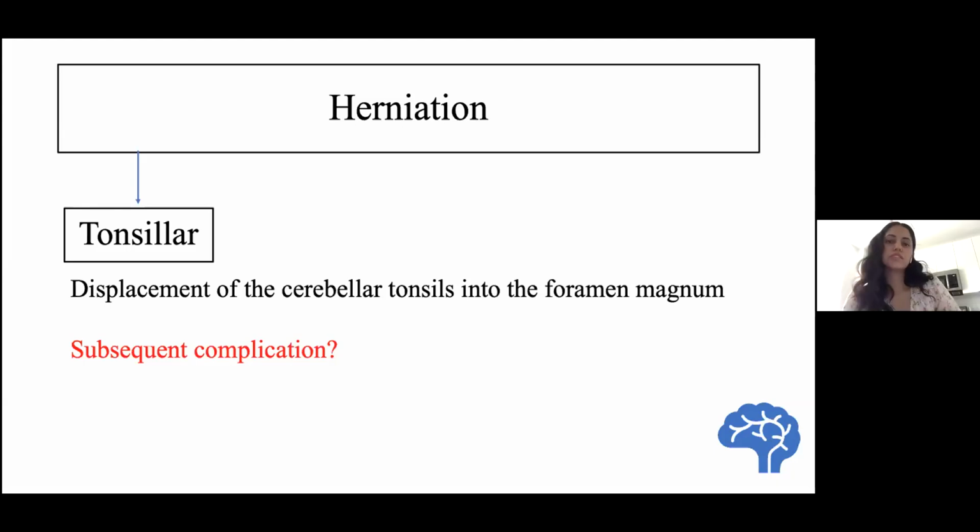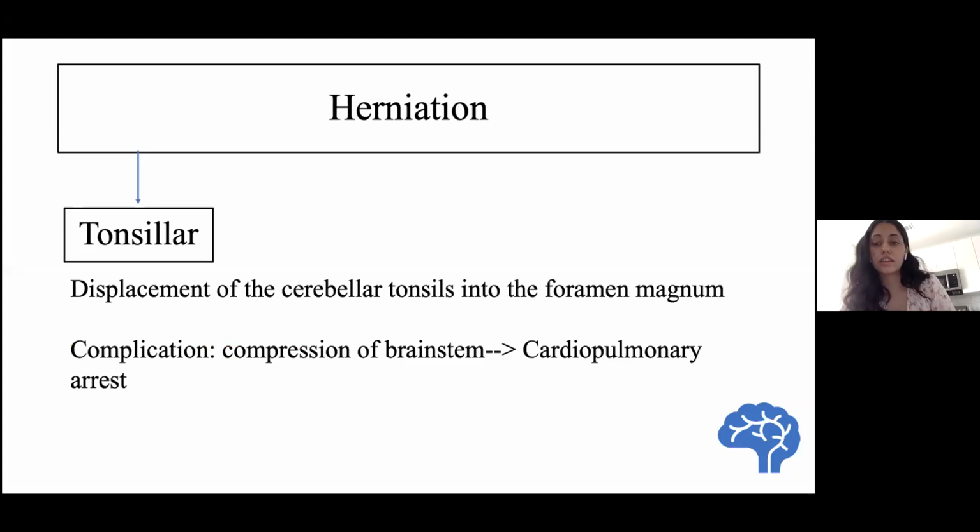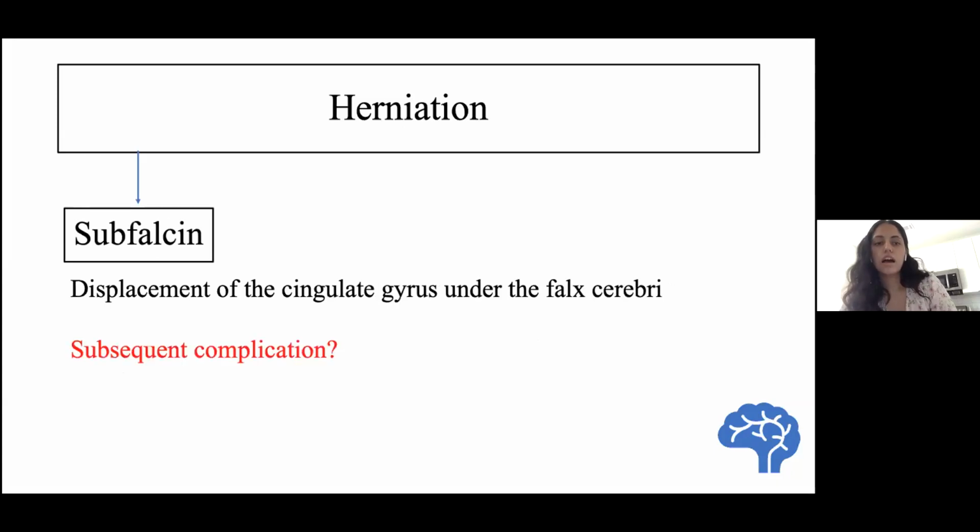So why do we worry if someone has tonsillar herniation? What are we worried about? So compression of the brainstem leading to death. Yeah, perfect. You can get cardiopulmonary arrest secondary to brainstem compression. Like we talked about, those are the centers where your respiration is controlled and your heart rate is controlled, and that can be very severe and result in death.